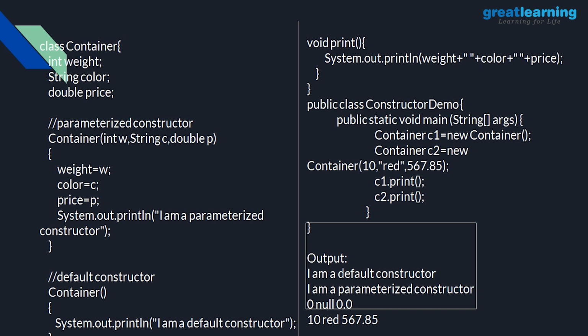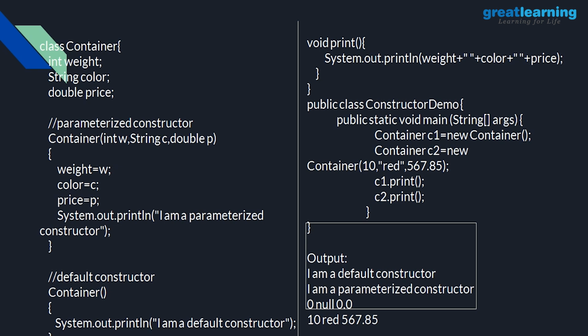Now we have another class called constructor demo, in which we have a public static void main method. In that class we are trying to create two objects, one which calls the default constructor and the other which calls the parameterized constructor. Then with the help of object 1, we are calling the print method, and with the help of object 2, we are calling the print method again.